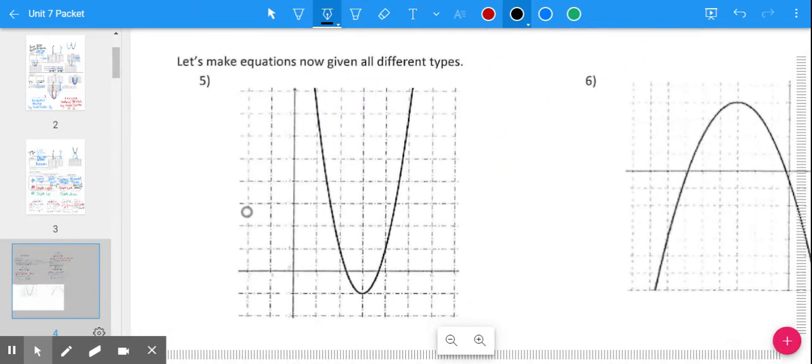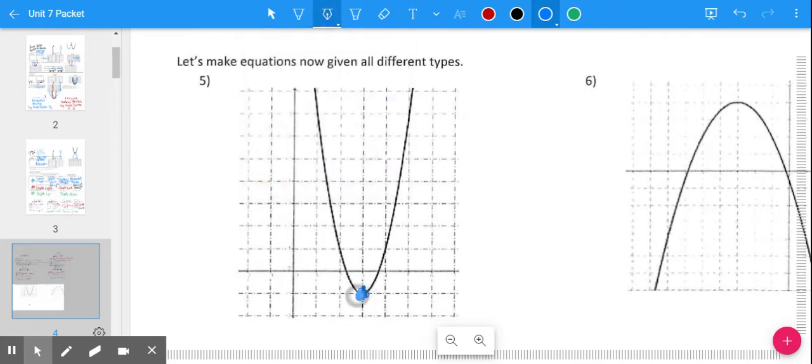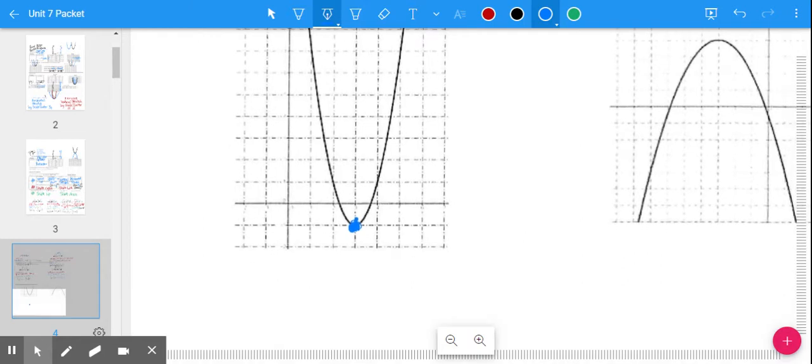So for the next part, in order to find out the a value, you have to identify if it's open up, open down, and one other attribute. And then you also need your vertex because we're writing these in vertex form. So in order to write it in vertex form, the first thing you have to know is your vertex. So in this case, the vertex is 3, -1.